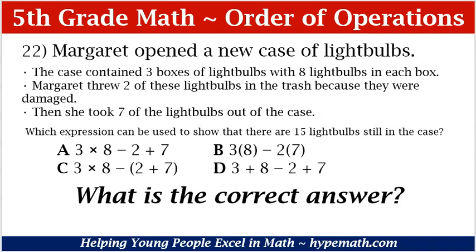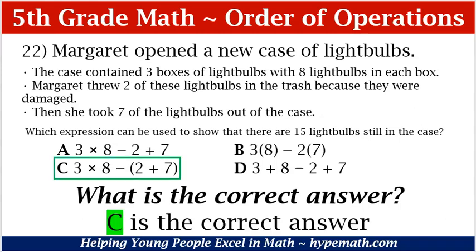What do you think the correct answer is? If you said C, you are correct. So let's talk about it. So the reason we didn't choose number A, they started off good. A started off good because they multiplied 3 times 8.